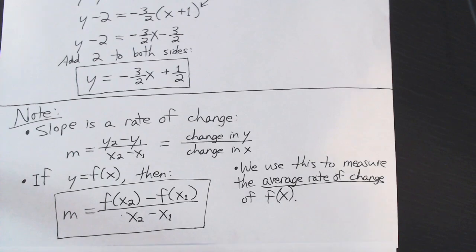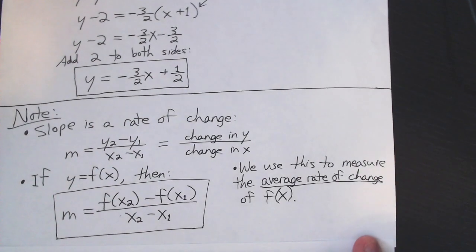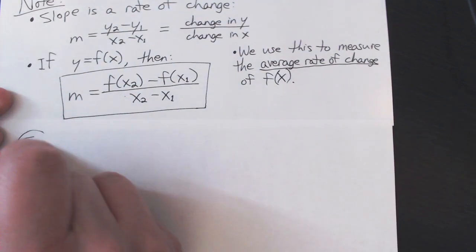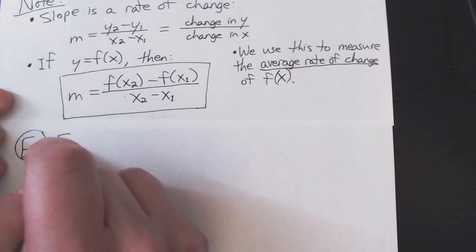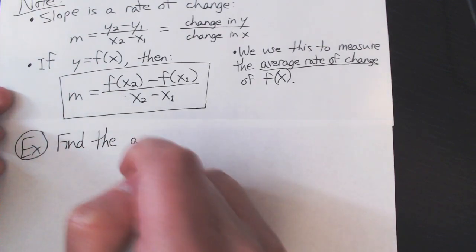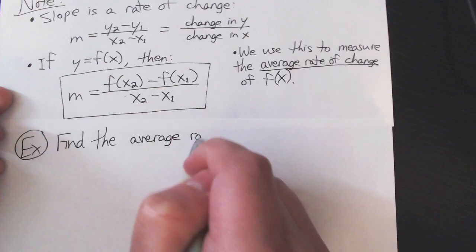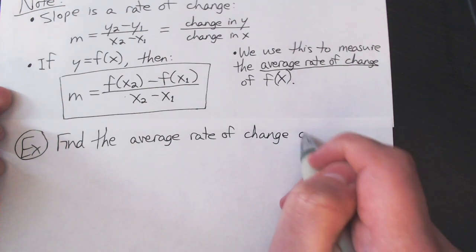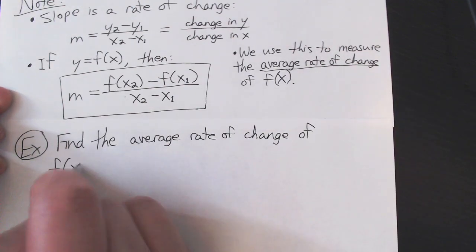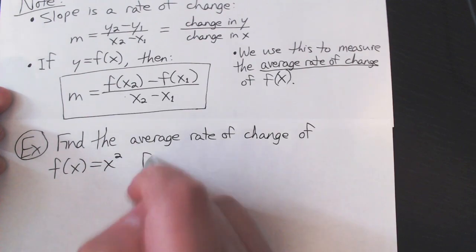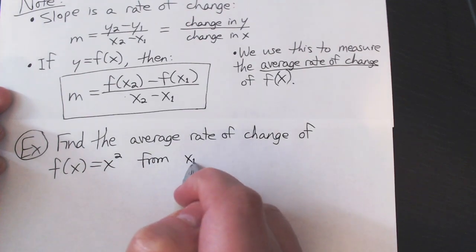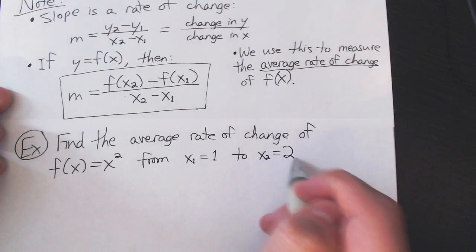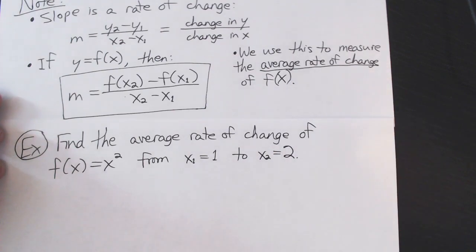All right, let's do an example with an actual function formula. This is one type of problem that you might see. Find the average rate of change of the function f of x equals x squared from x1 equals 1 to x2 equals 2. And I'll do this one for us. I'm going to walk us through this.